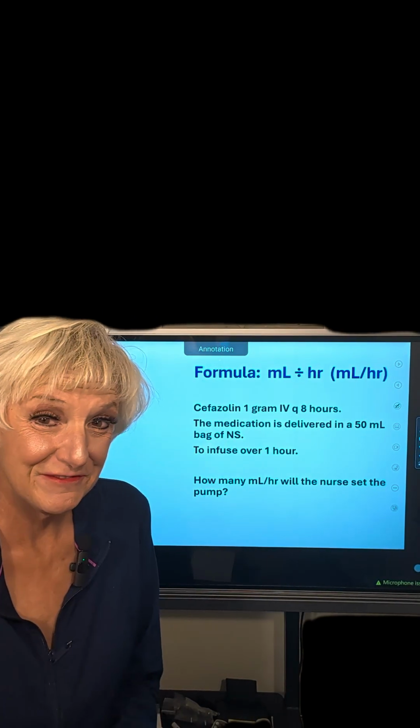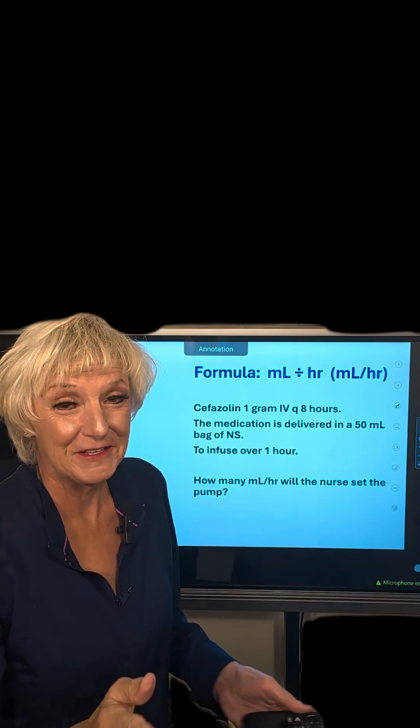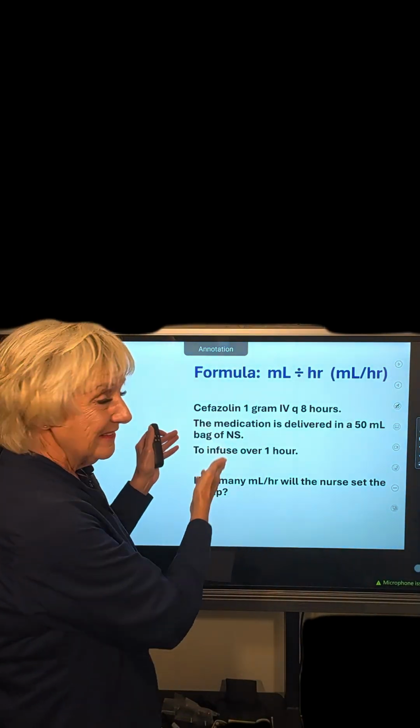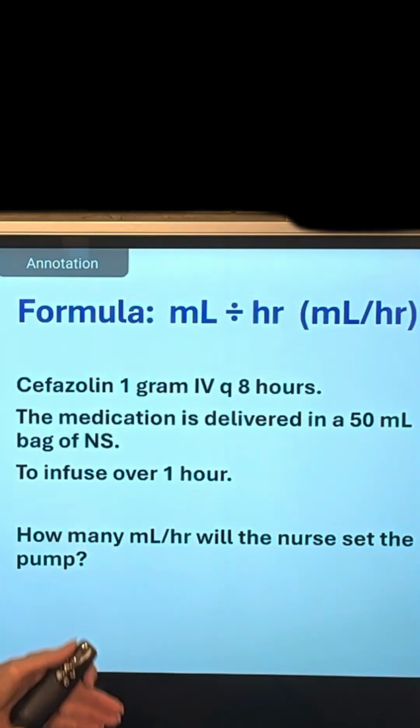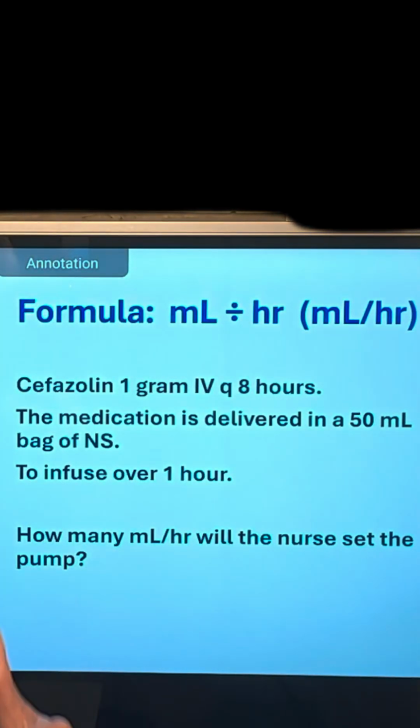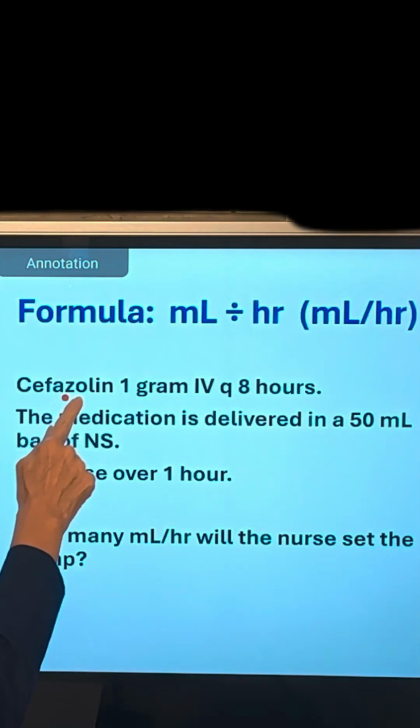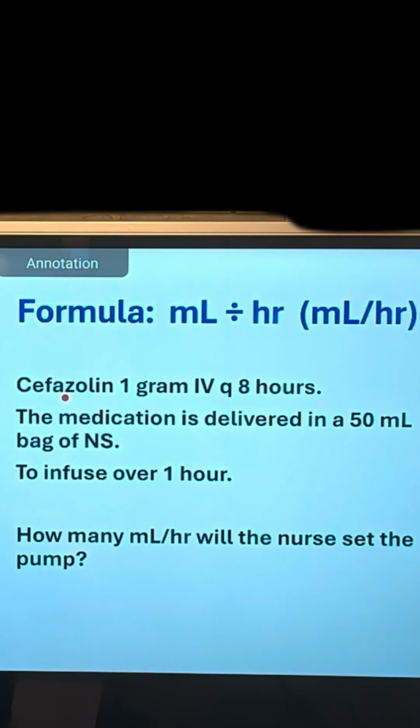This next question freaks nursing students out, probably all around the world, across the nation, whatever. Look at this big thing here, but it is asking me milliliters an hour, and I want to break down this order for you so you understand it. Many probably don't. Cefazolin, 1 gram, IV every 8 hours.